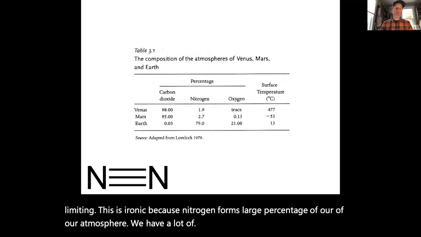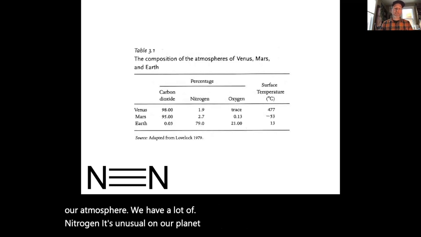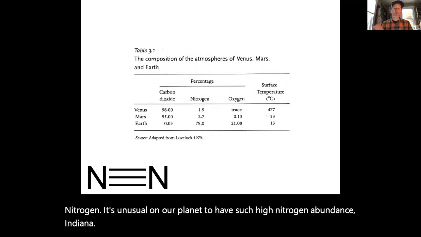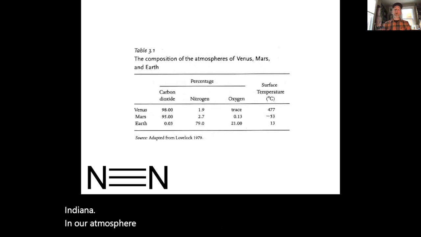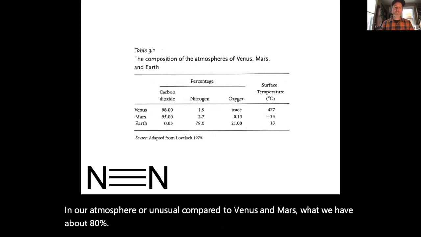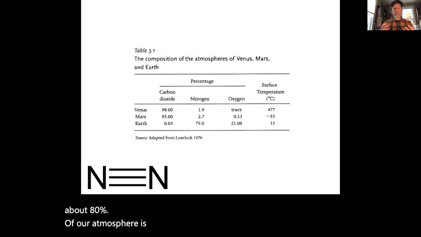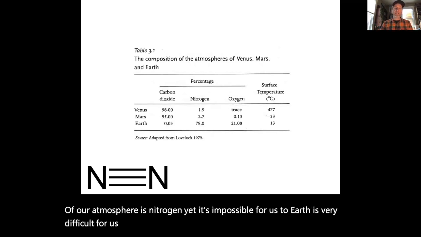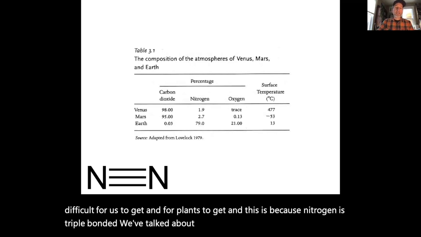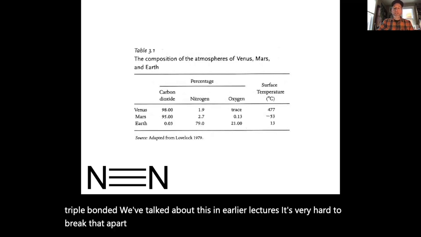It's unusual on our planet to have such high nitrogen abundance in our atmosphere. We're unusual compared to Venus and Mars, where we have about 80% of our atmosphere is nitrogen. Yet it's very difficult for us to get, and for plants to get. And this is because nitrogen is triple bonded. We've talked about this in earlier lectures. It's very hard to break that apart. So to help, let's look at a diagram of the nitrogen cycle.